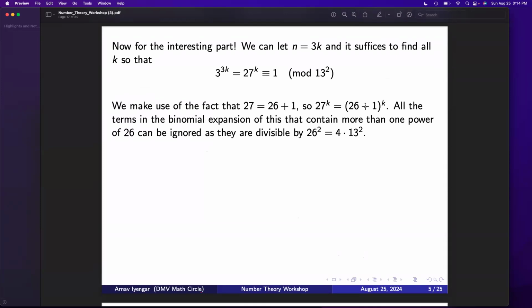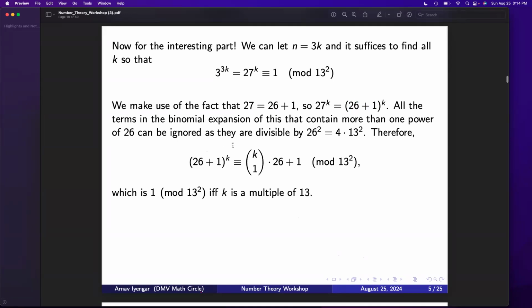I'm using the binomial theorem because there's a thing called LTE that you can use, but we're not going to use that for this. So you have 26 plus 1 to the power k. All of the terms will have at least 2 powers of 26, except for the ones given by k choose 1 times 26 plus 1.